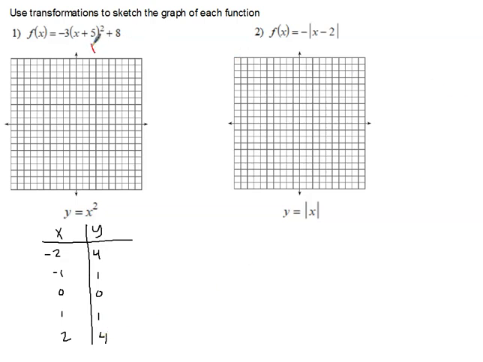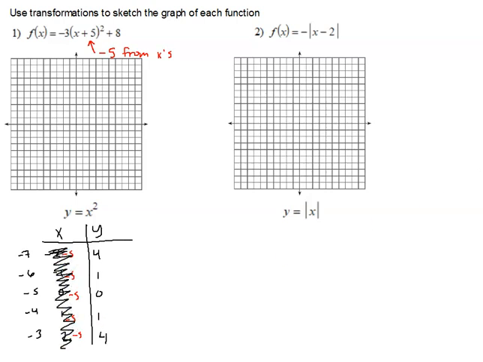The first transformation, I work inside and I do the opposite. This is inside on the x, so I'm subtracting 5 from my x's. Minus 5 for each. When I do that, I've got negative 7, negative 6, negative 5, negative 4, negative 3. And I no longer need this row.